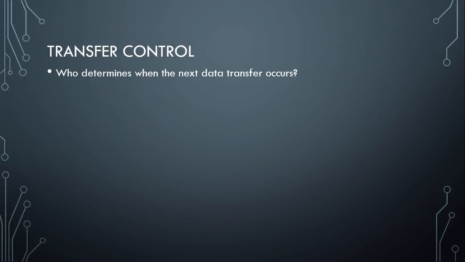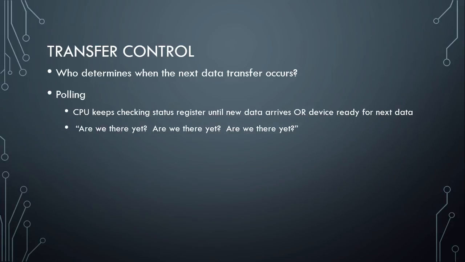Going on with transfer control. This is when you ask who determines when the next data transfer occurs. So how do you know when one stops and the next one begins? The easier way to do this is through polling. The CPU keeps checking the status registers until new data arrives or the device is ready for the next data. So it's pretty much asking, are we there yet? Are we there yet? It's a constant question of, am I receiving new data? Is there new data?